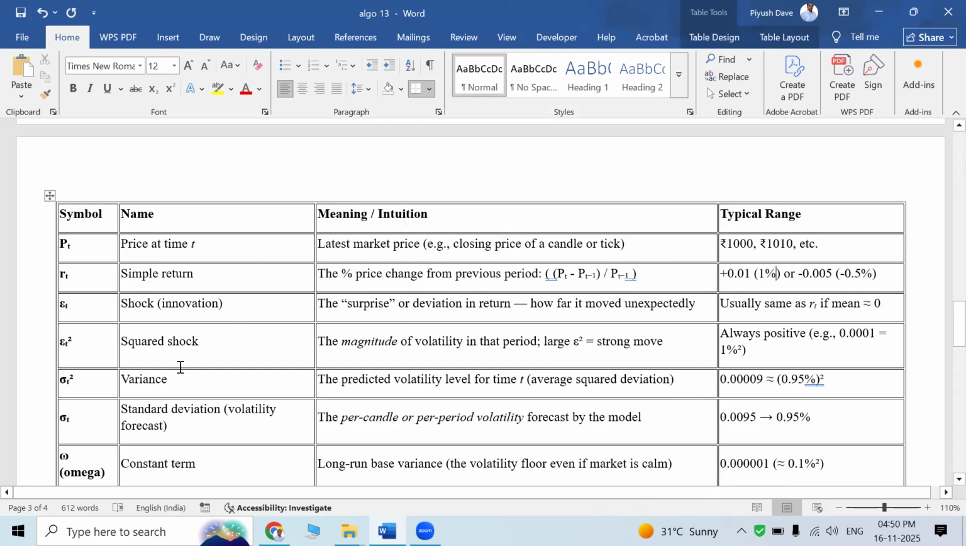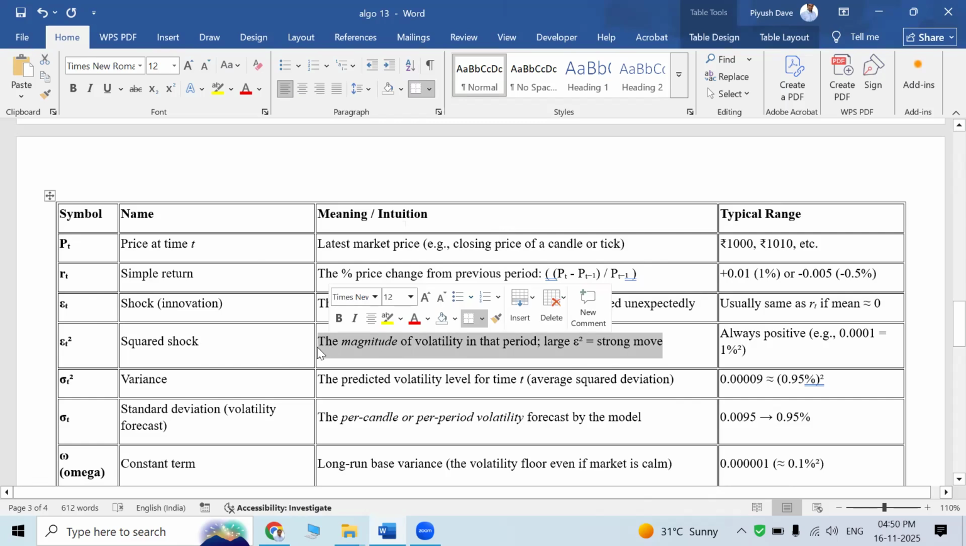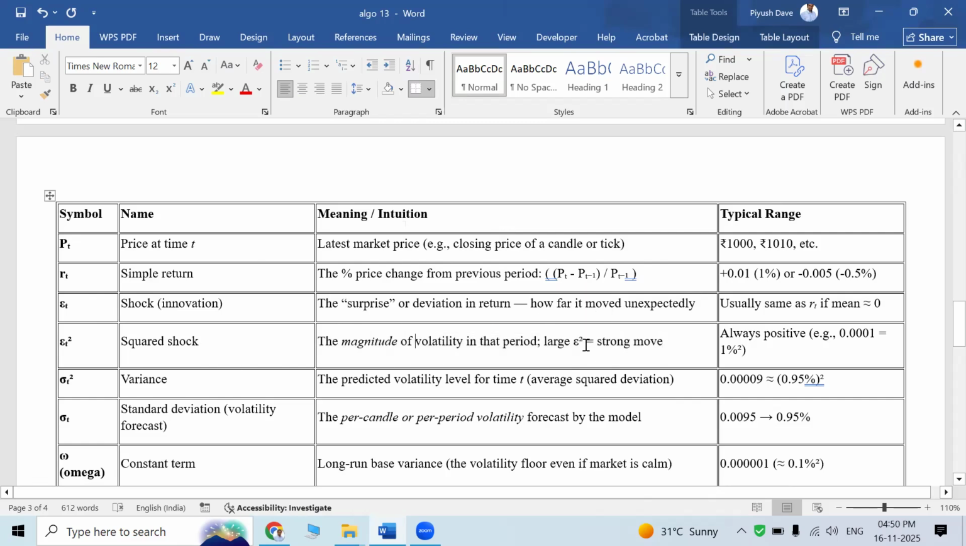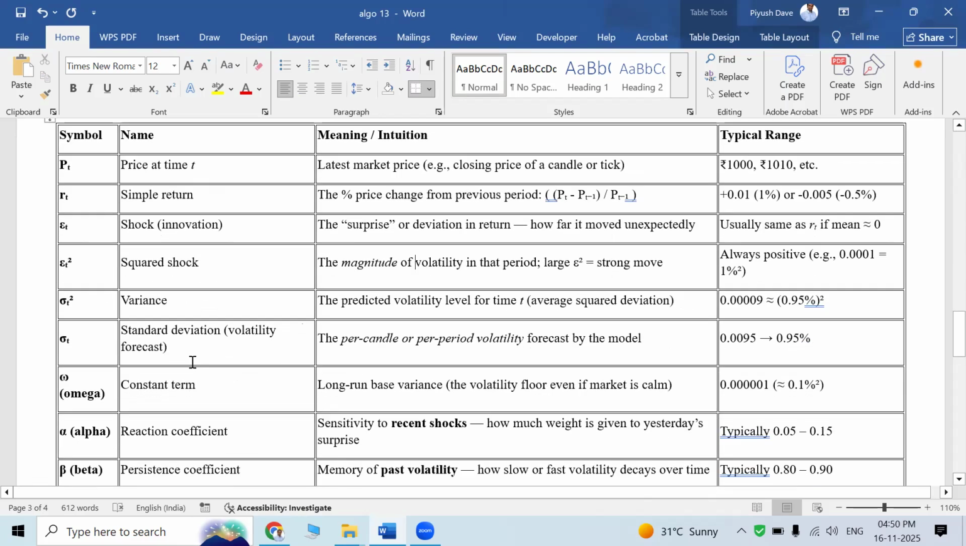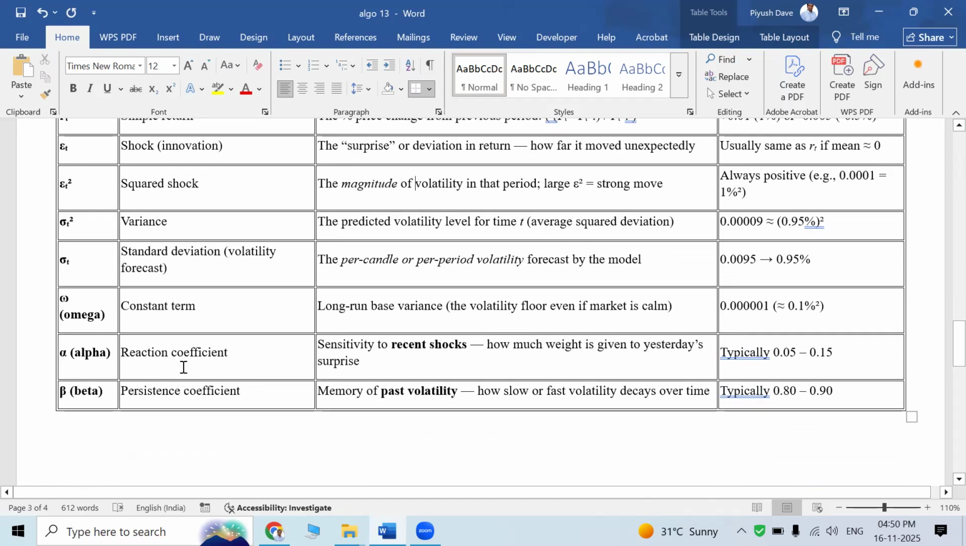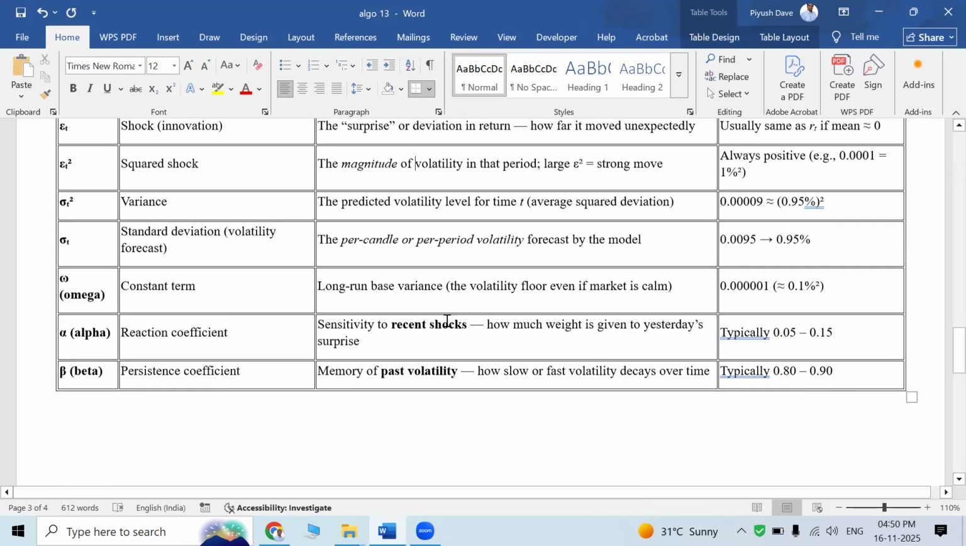And we are increasing the magnitude of this shock also. That means if there's an epsilon square, we can say it's a strong move. Then we are going to find out the variance. This will basically detect the volatility at that particular time, the standard deviation, then omega, alpha and beta. So alpha is the recent shock, beta is the past volatility, omega is the variance.